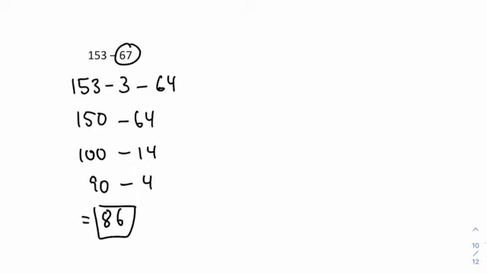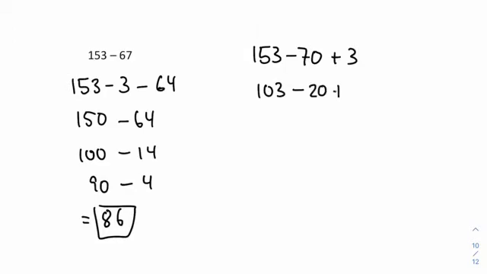Since 67 is not far from 70, you could say, hey, this is the same thing as just going ahead and removing 70, but then putting 3 back. And sometimes this is easier, so now from this I'm going to remove 50 and 50. So I get 103 minus 20 plus 3. Now I'm going to remove the 20 from the 103, so we get 83, and then we could add a 3, and then we get to 86.